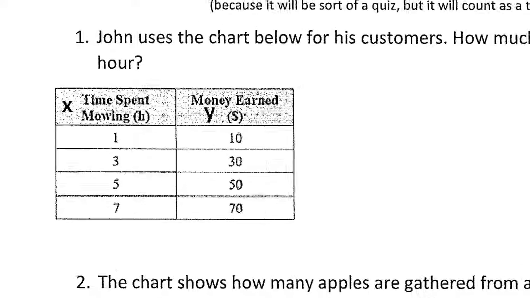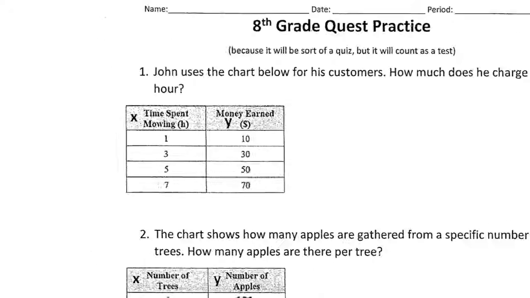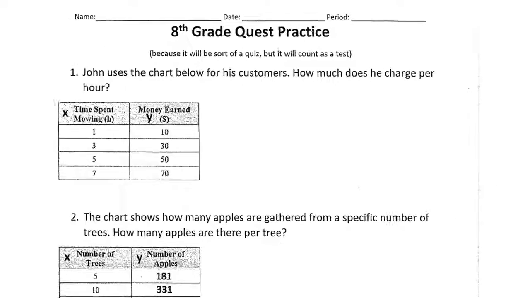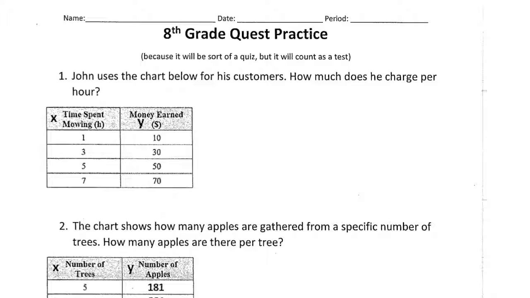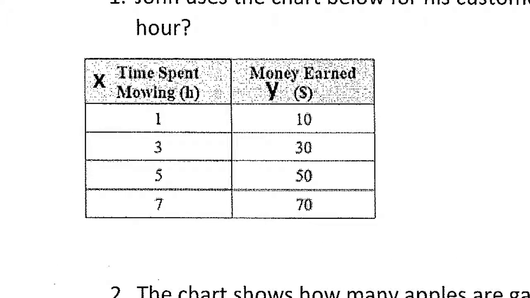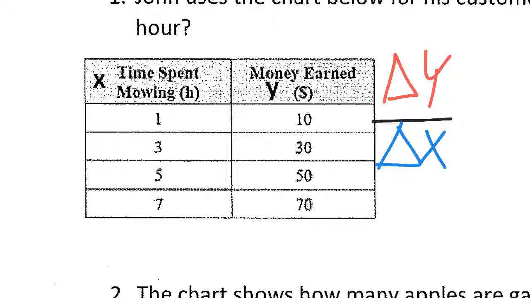So taking a look at number 1, I'm going to do what we have done on all the, actually I need to read it first, but you guys are already going to know the process. It says John uses the chart below for his customers. How much does he charge per hour? They're already marked X and Y. So what we're going to be doing is the change of Y over the change of X. We're going to see how much these two things change to get our unit rate.